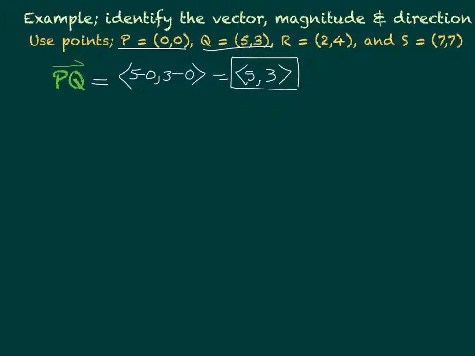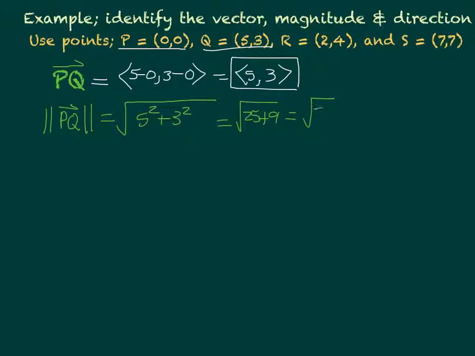Now I want to find my magnitude. So we have the magnitude of vector PQ is going to equal the square root, because remember this is the distance, this is my r, of 5 minus 0 squared plus 3 minus 0 squared, which we already figured out to be 5 and 3. So 5 squared plus 3 squared. Square root of 25 plus 9, which is the square root of 34.